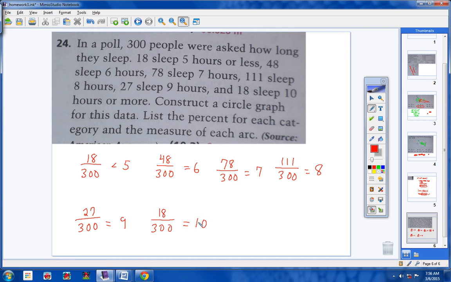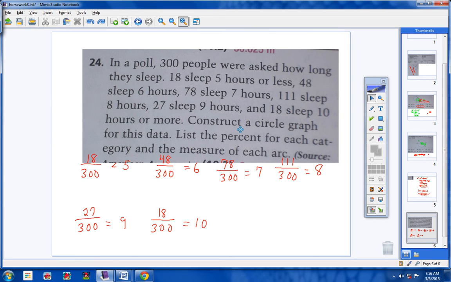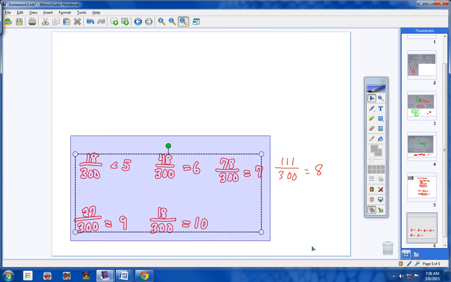Now, understand this fraction here really doesn't equal the number 6. I'm saying that it equals 6 hours. I think you guys understand that. So I'm going to get rid of this big block here so we have room to work. We're going to construct a circle graph, list the percentage and the measure of each arc. Okay, so we're good. Here we go. Let's get to work on this.